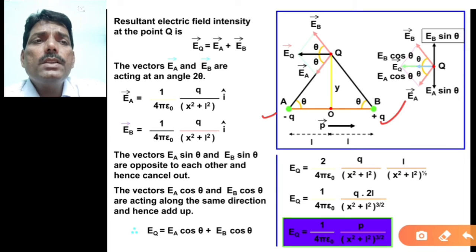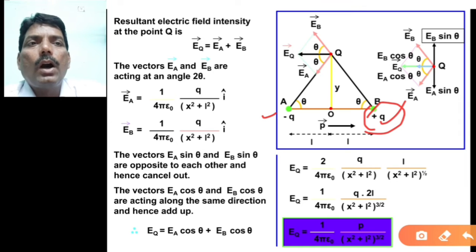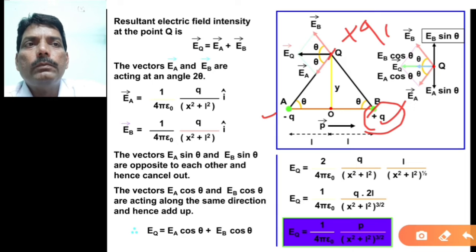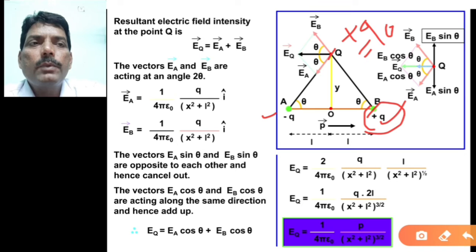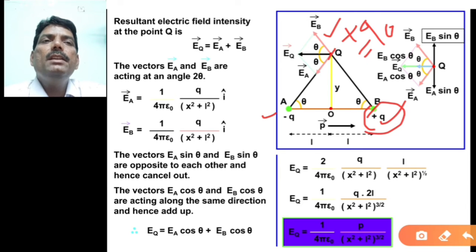Because of this charge plus q, listen carefully, what will be the direction of the electric field, or you can say the force on this test charge placed at point Q? This test charge is positive, this charge is also positive, therefore a repulsive force will be there, so that force or electric field will be in this particular direction, that is EB.